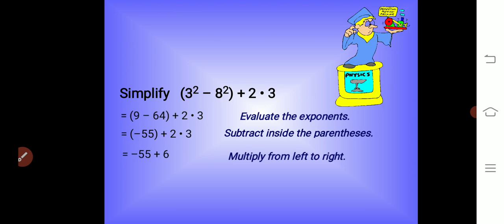So negative 55 plus 6. Add from left to right, and the answer is negative 49, because for negative 55 plus 6, you need to subtract because of the sign, and copy the sign of the bigger number. So negative 55 plus 6 equals negative 49.